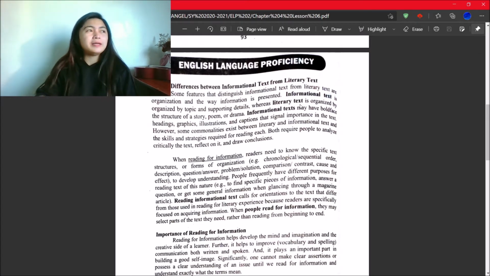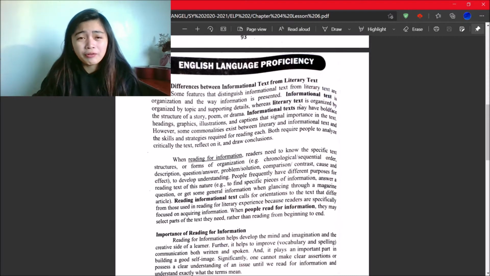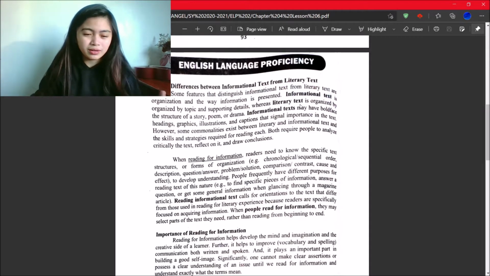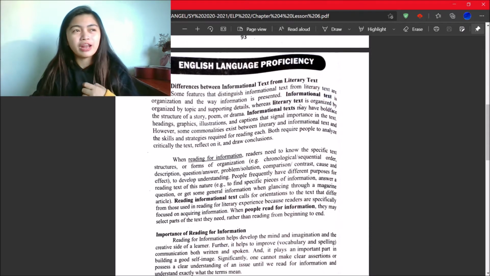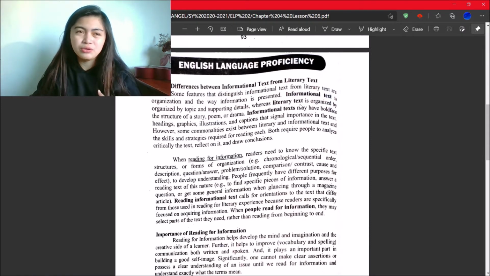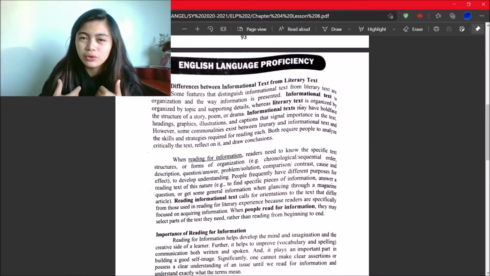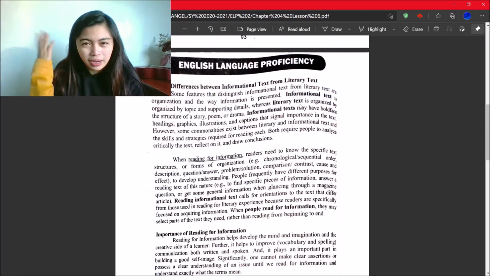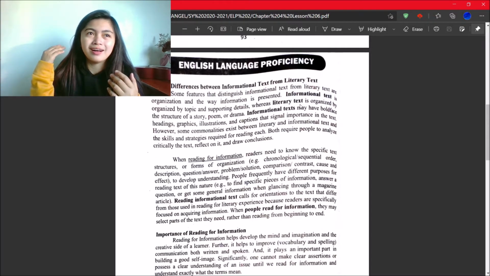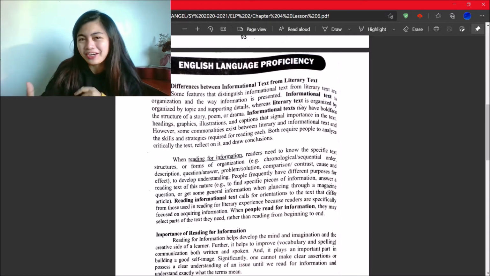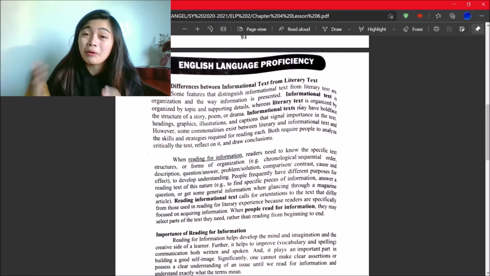So that is the power of reading. Kasi unang-una, you need to analyze the text and then you reflect on it. How is it connected to you, to society, to what is happening in the environment? And eventually, at the end of your reading, you will draw conclusions, whether that conclusion supports your prior ideas, or it rejects your ideas. So that is the power of reading.